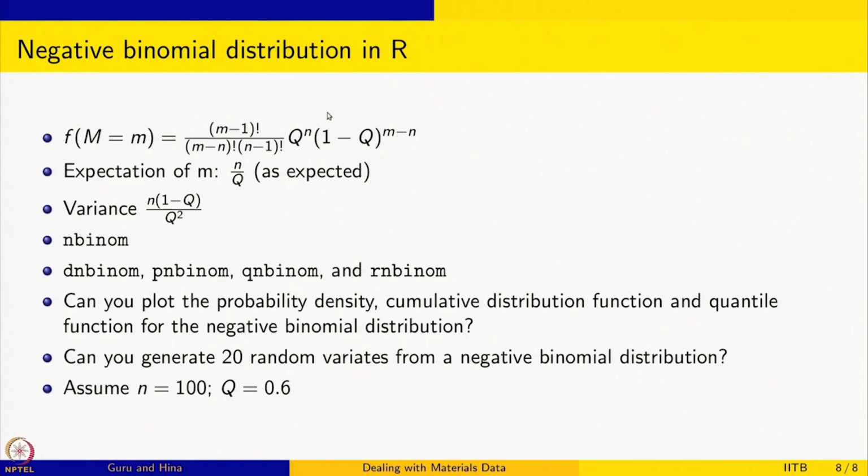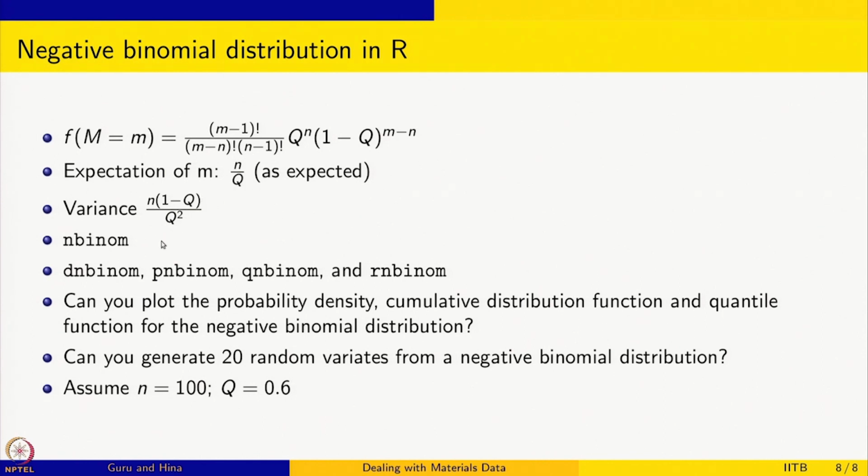And this is the probability distribution, the probability mass function, PMF. You can calculate the expectation, which is to take the variable itself and sum it multiplied by this probability, and you will get the expectation value, which is n by q. The expectation of m is n by q, which is what we expected, and the variance is n into (1 minus q) by q squared. So, these are the properties of the negative binomial distribution: the probability mass function, the expectation and the variance.